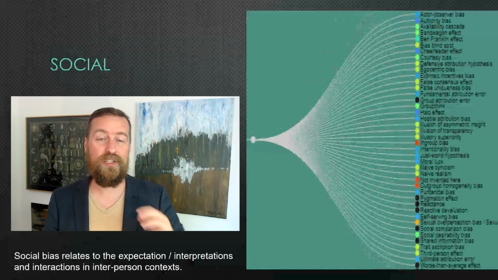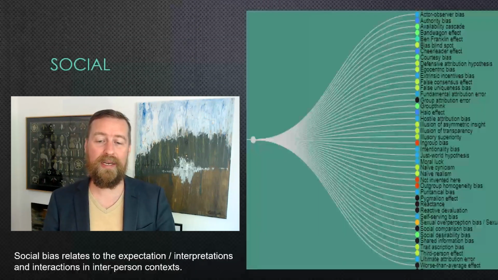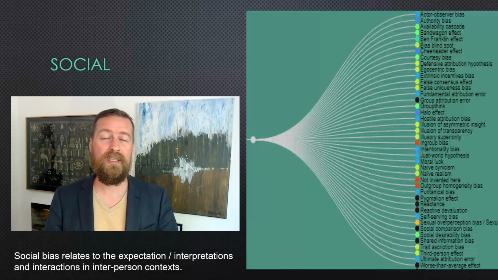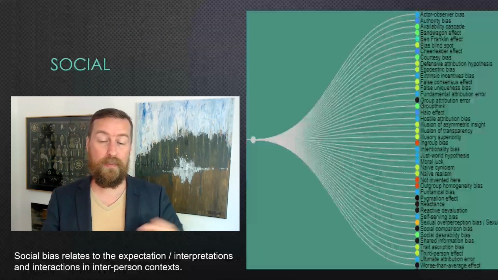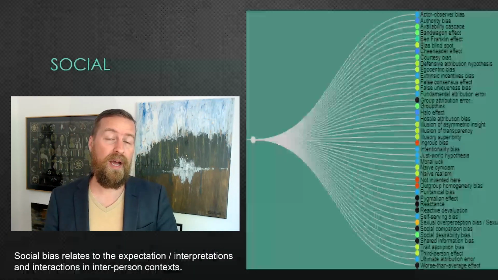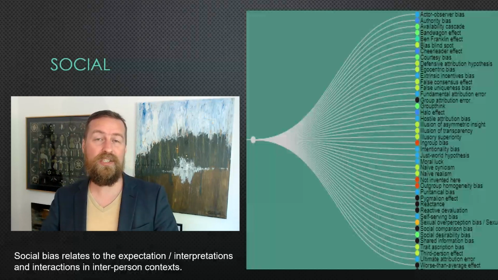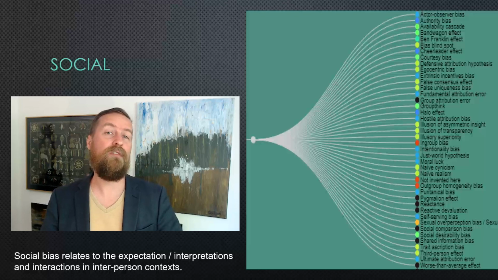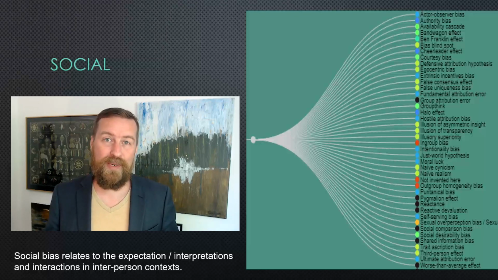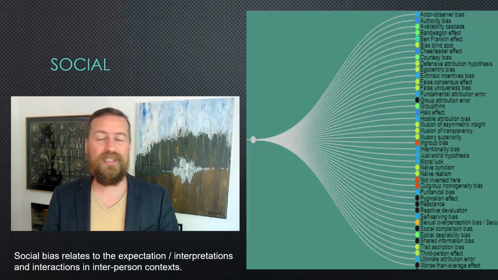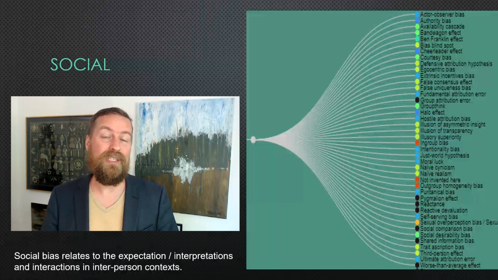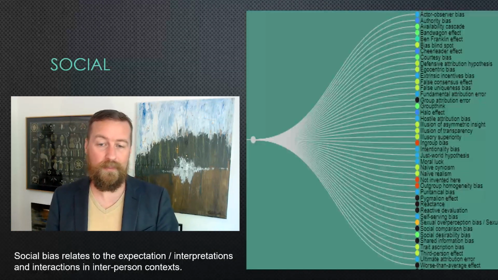The next one is the social one, or the social biases. It relates to the expectation and the interpretation and the interactions in between people. How do we do? What expectations do we have? And when do these expectations not live up to what we are expecting? Or the biases, or sometimes called prejudices. So what is it that makes us do these things to each other?